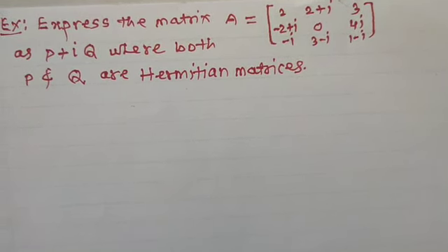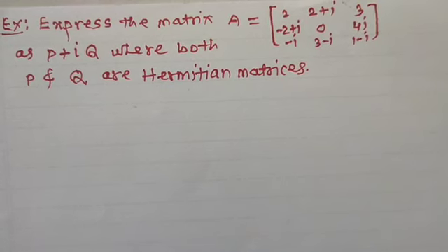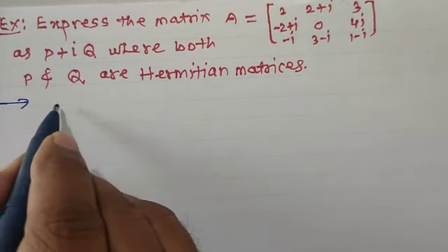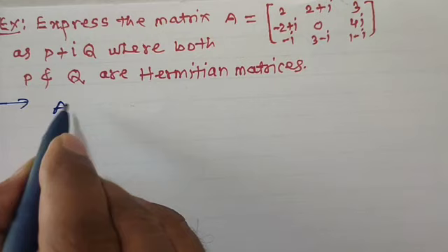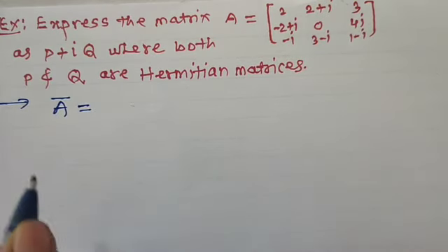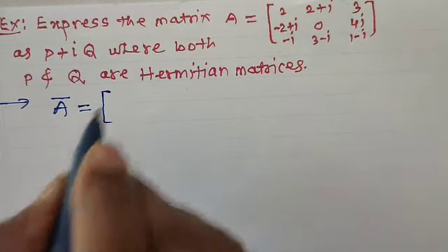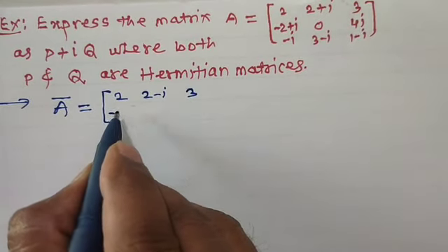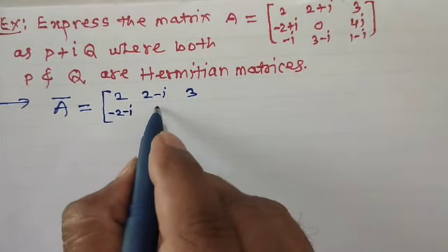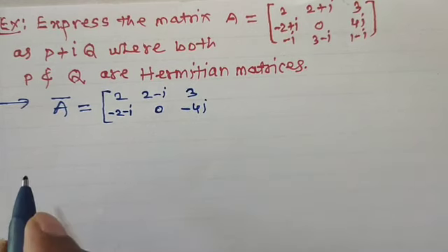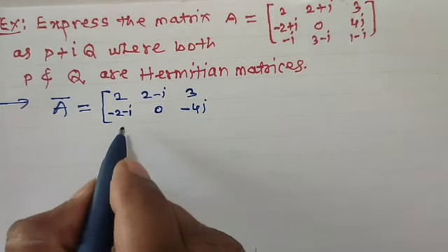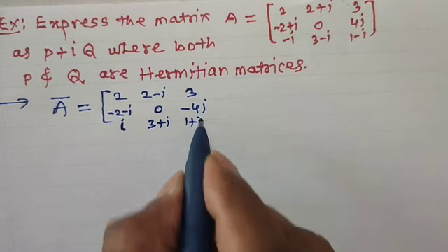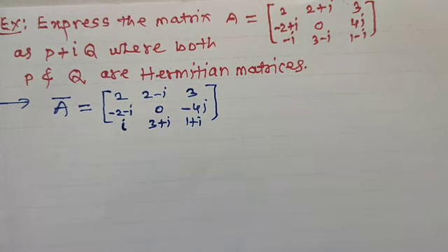So first of all, matrix A is given. We have to find out conjugate transpose of this matrix. So what we have to do? First find conjugate and then its transpose. Conjugate of given matrix is changing the sign of I to 2 minus I, 3, minus 2 minus I, 0, minus 4I. Okay. Then I, 3 plus I and 1 plus I. This is conjugate of matrix A.